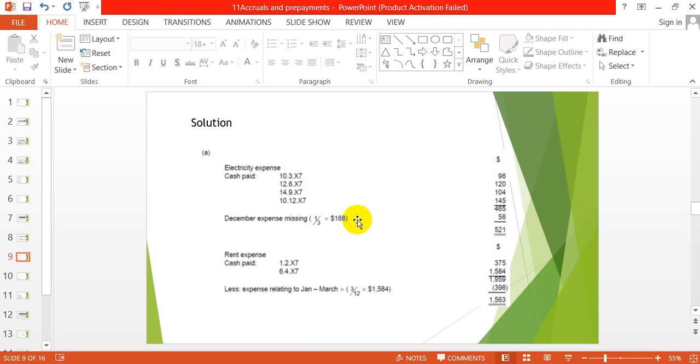So that's what we are seeing here. There's a missing expense for December, so 1/3 of 168 gives us 56. So the total expense for 20x7 is supposed to be 521, but we've only paid 465, so this 56 expense for December should be accrued for.